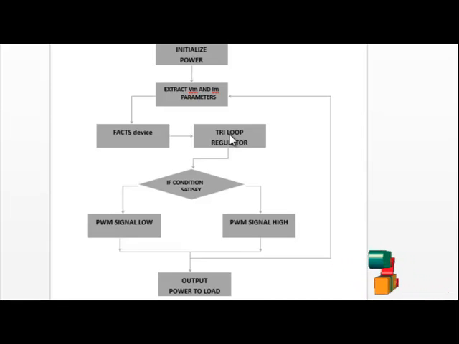Sum all the functions and the constant term, and finally connect to the output. If the condition is satisfied, that means the voltage is controlled, and when the controlled voltage is given, then the PWM signal is low and the PWM signal is high. Both conditions are checked. That is, whether the pulse width modulation power is low or high. Then finally we go to the output power to the load. If a FACTS device is connected to the whole system, then how much power we finally get. This is the final result we get from this flow.